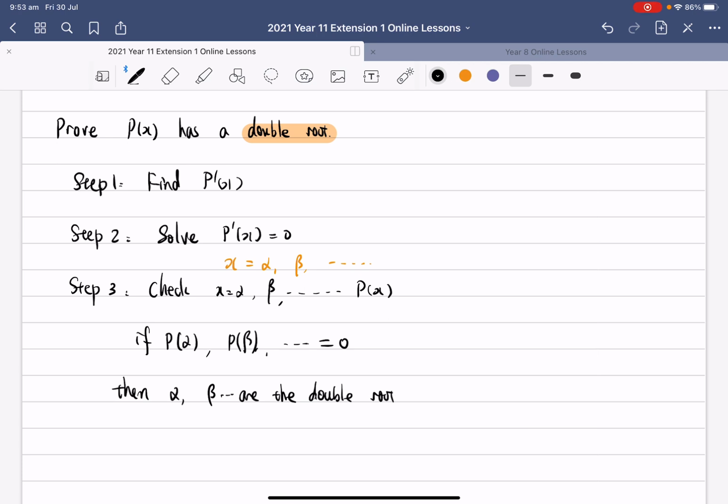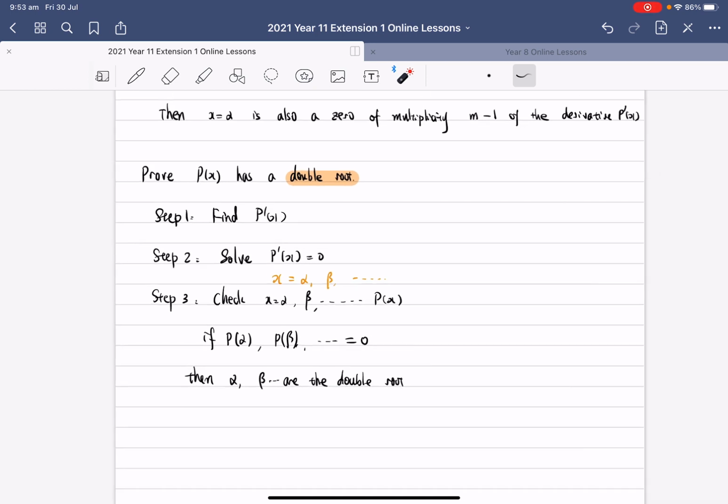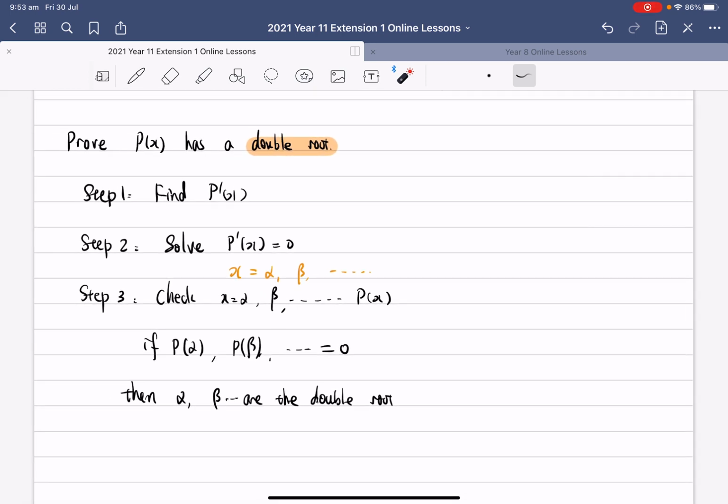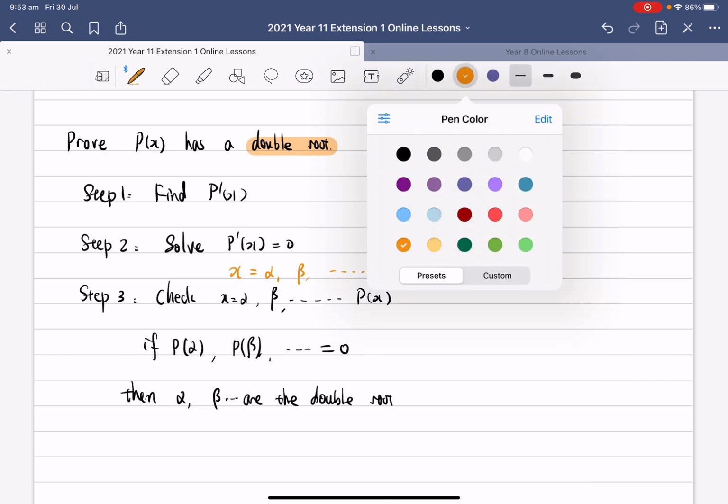That's the flow. If you want to prove whether a polynomial equation has a double root or not, you differentiate, solve the derivative equation to find the zeros, and then substitute those zeros back into the original function. If a value gives 0, then it is a double root. If it's not equal to 0, then it's not a double root. Okay, that's the idea. So let's put this into an example.